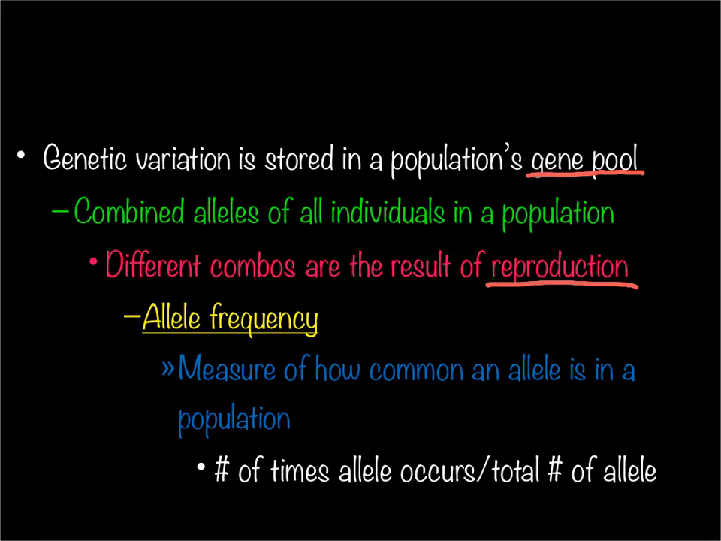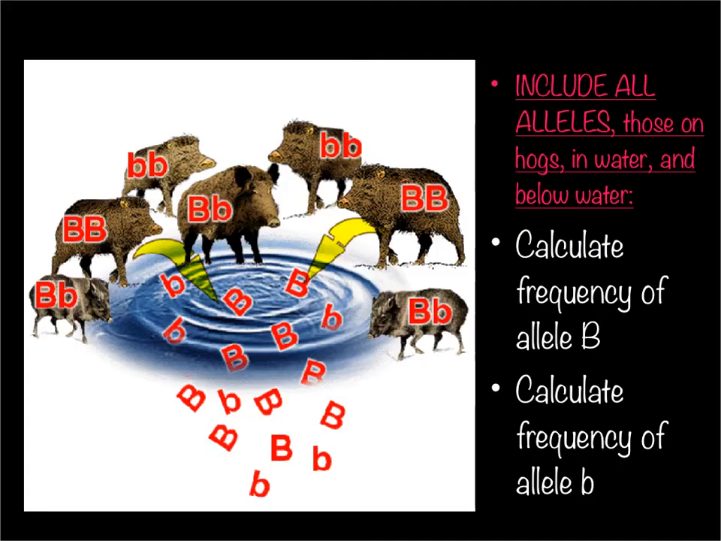Allele frequency is a measure of how common an allele is in a population. It's a math ratio: the number of times an allele occurs divided by the total number of alleles in the population. In this example, if we're talking about the entire gene pool, and you count all the letters up there, both the big B and the little b, there'll be 30 total alleles. If we're trying to calculate the frequency of allele B, we'd count up all the capital B's, and we get 17. Calculating the frequency of allele little b, the number would be 13.